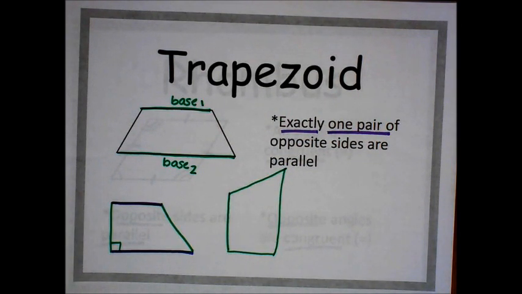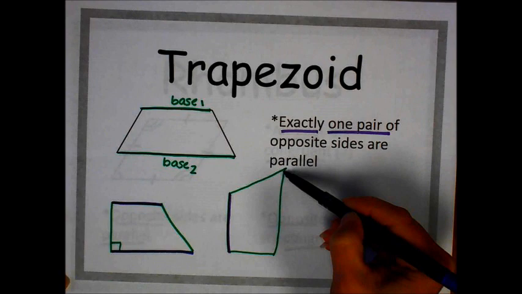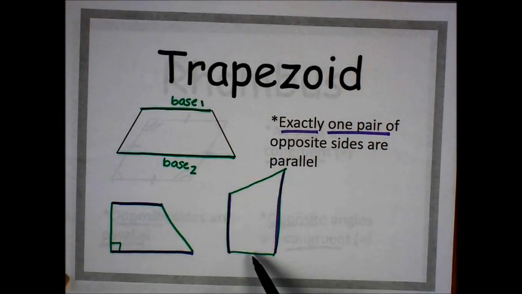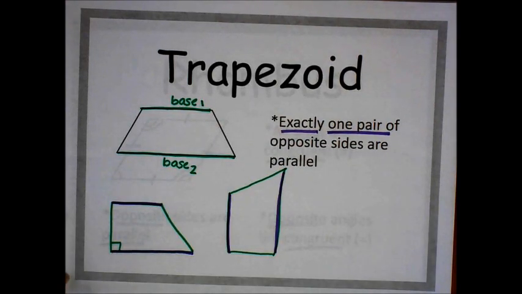And here is yet another example of a trapezoid. This is a trapezoid because this time the left and the right sides are parallel, but the top and bottom are not. So it has exactly one pair of parallel sides.